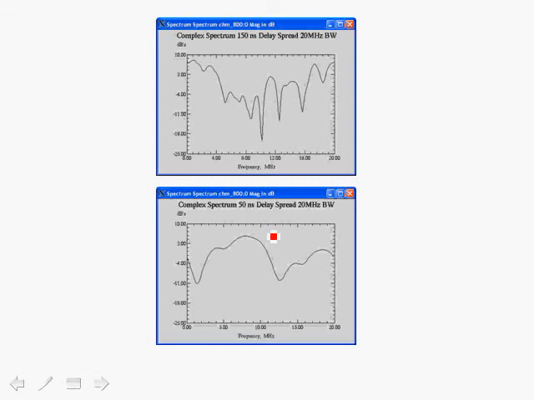Again, comparing the multipath fading channel response for 150 nanosecond delay spread versus 50 nanosecond delay spread, we see that we have frequency selective fading for the case of 150 nanoseconds. We also have frequency selective fading for the case of 50 nanoseconds, but we can use much fewer sub-channels in order to communicate over this channel versus the channel with 150 nanosecond delay.